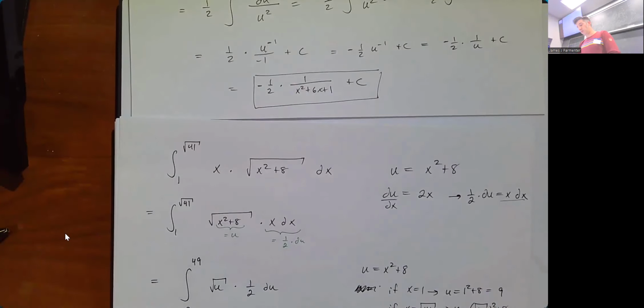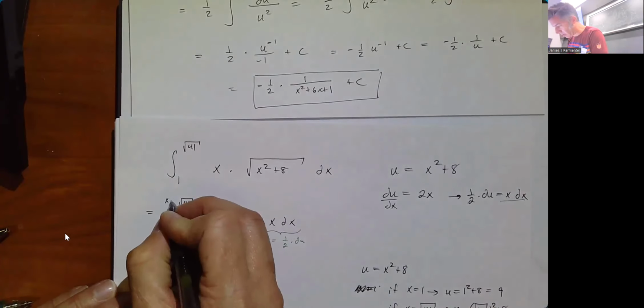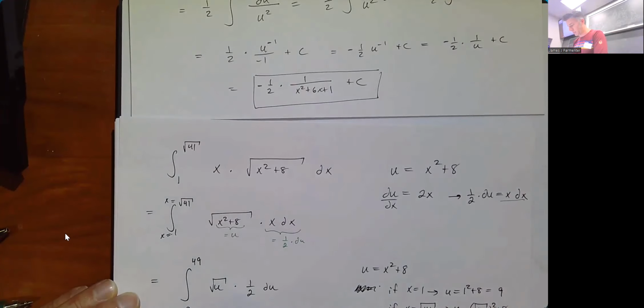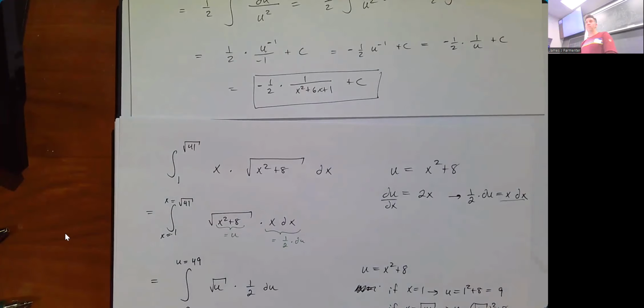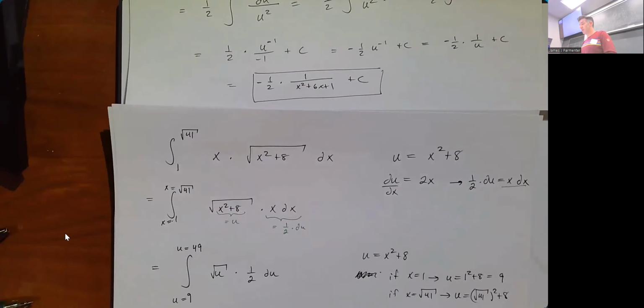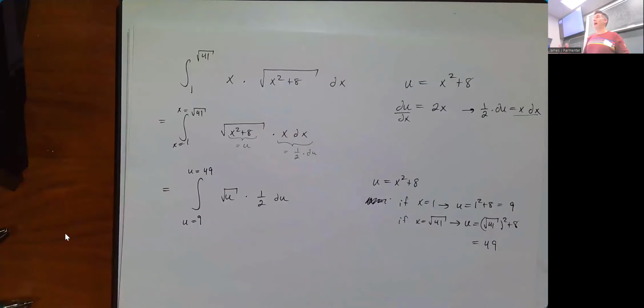And if I'm doing this, I like to be extra kind of explicit about it. I like to write in this step that this is x equal to 1 to x equal to the square root of 41. And in this step, this is u equal to 9 to u equal to 49. So that the person who's reading my work really knows that I have made this change. The great thing about making this change for a definite integral, you don't have to change back.